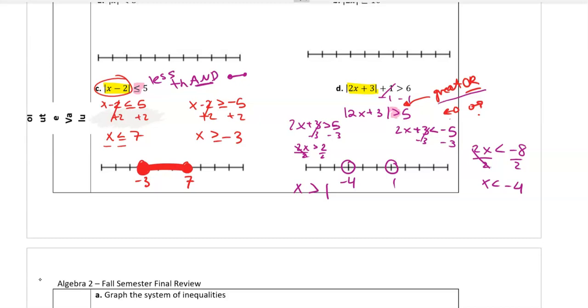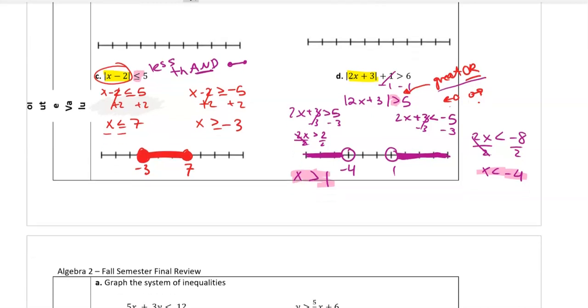It says we want to shade where x is greater than 1. So that's going to be shaded above the 1. And we want to shade when x is less than negative 4. That's going to be everything below the negative 4. And this time we do not shade the insides of those circles because it is only less than and greater than, no equal to. We only shade the circles when it says equal to.